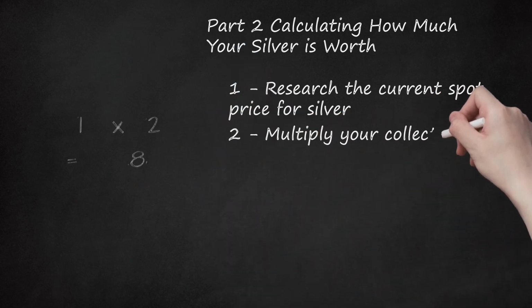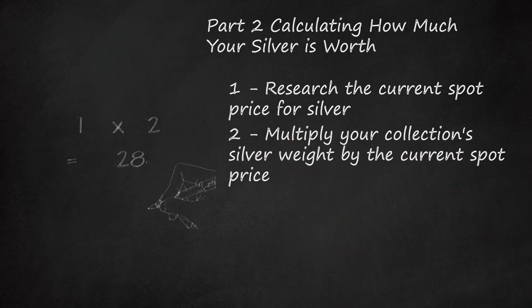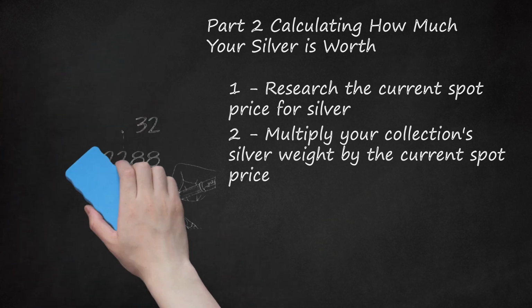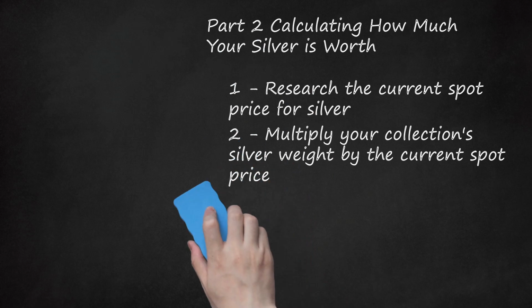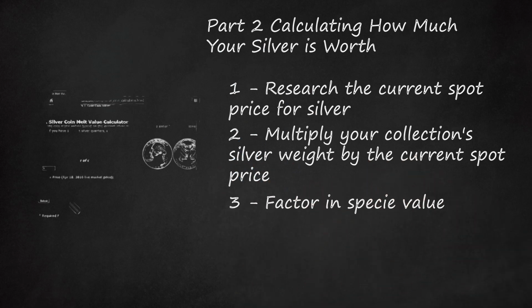2. Multiply your collection's silver weight by the current spot price. Multiplying your collection's weight by the current price of silver will yield the total value of your junk silver. For example, if you have 71.5 troy ounces of silver, and the current spot price is $32, then your junk silver is worth 71.5 times 32, or $2,288.